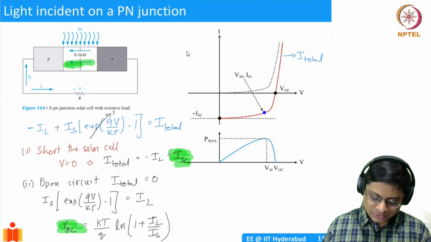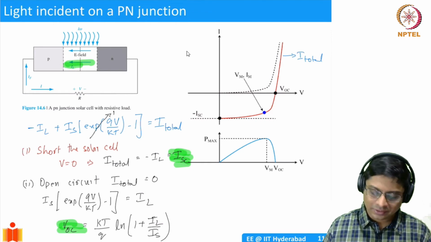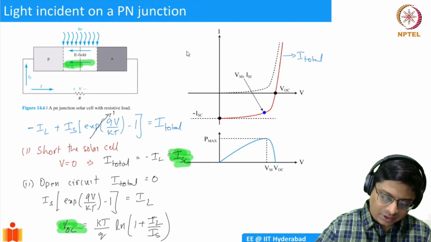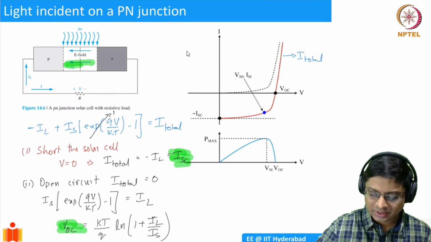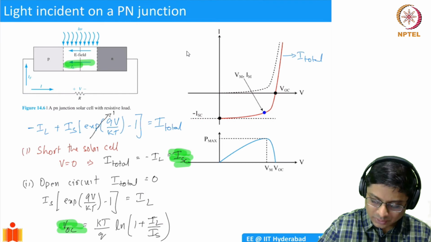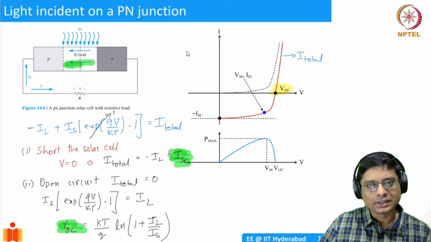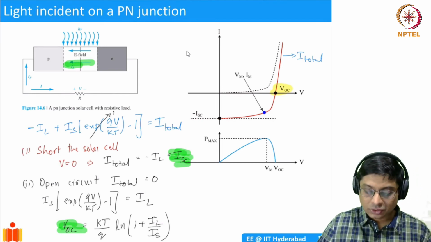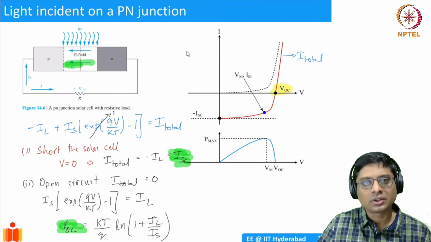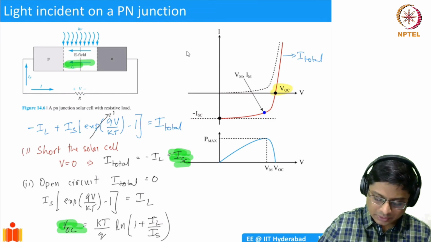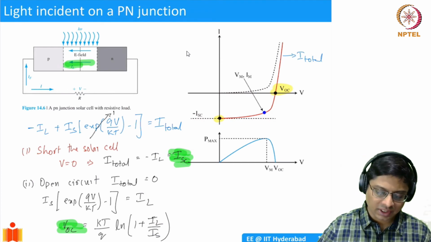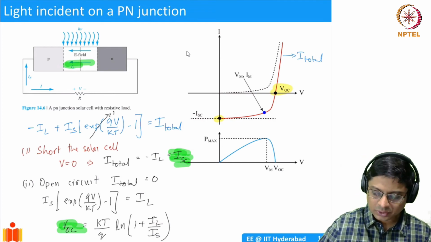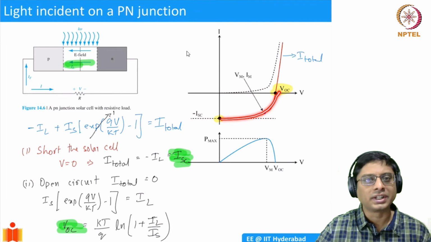And if you show these two parameters on an IV graph, the open circuit voltage, where the current is not flowing, is going to be this point, right? And the short circuit current, when there is no voltage across the diode, is going to be this point. And between them, the current changes in this fashion from short circuit current to the open circuit voltage.